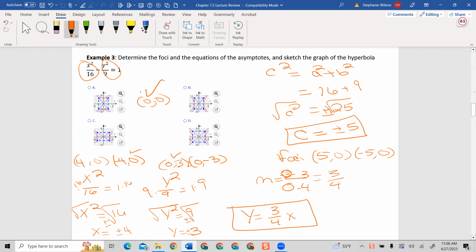So I'm going to pick C based upon what my findings are. Okay. Okay, moving on.